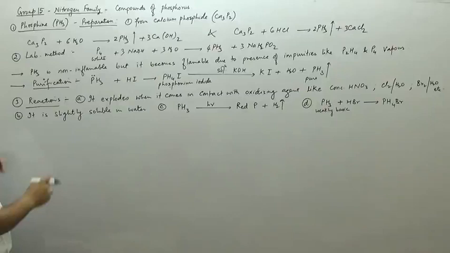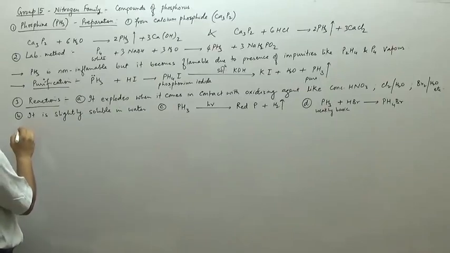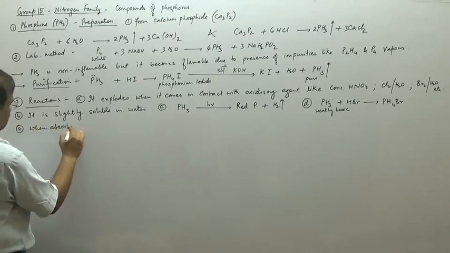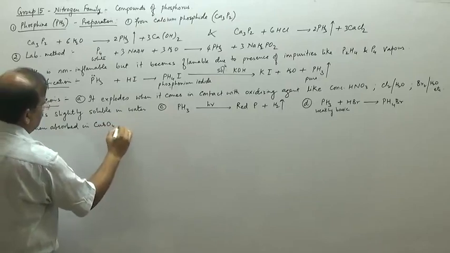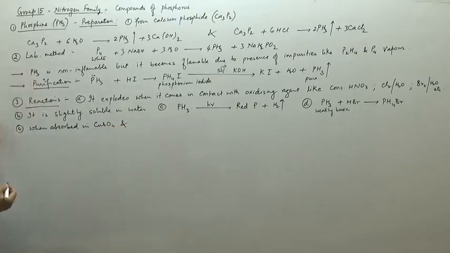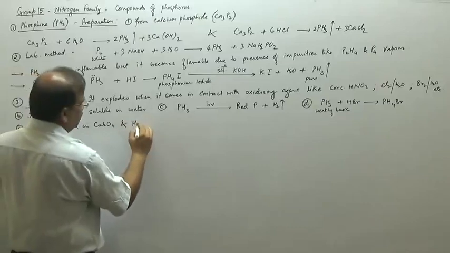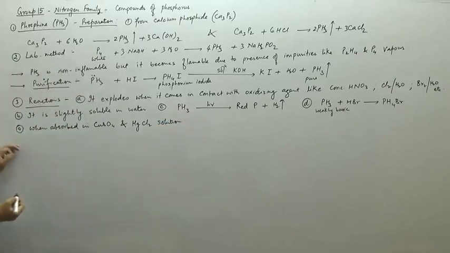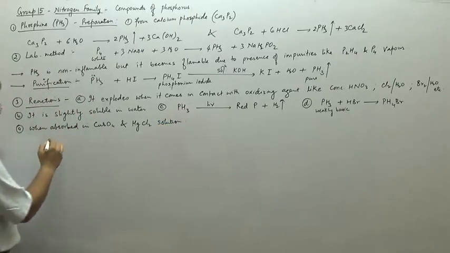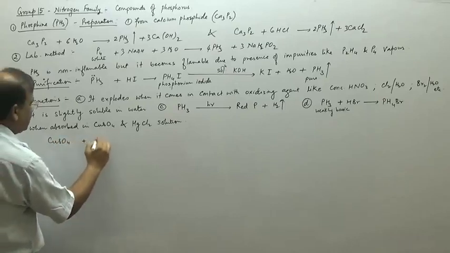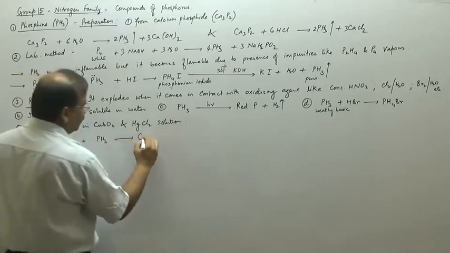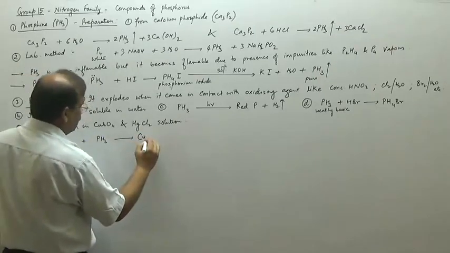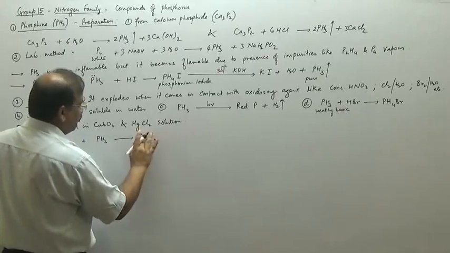Then when absorbed in CuSO4 or HgCl2 solutions, the reaction we get is CuSO4 reacting with phosphine PH3. We get cupric phosphide, Cu3P2, formed.